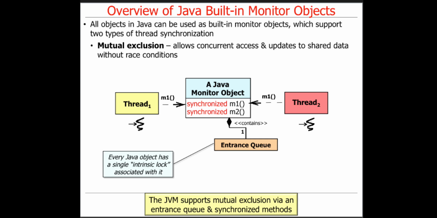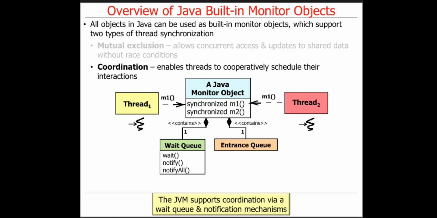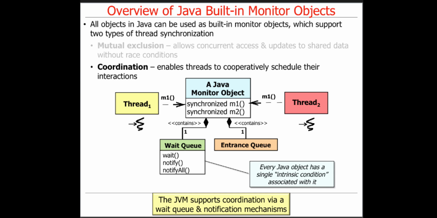I'll talk about how it's implemented shortly. The second thing is coordination. And that's what allows the threads to cooperatively schedule their interactions so they can run in various times. This is done by something called the wait queue, which again is supported by the Java virtual machine. And you have a wait queue, and you have these methods, wait, notify, and notify all. We'll talk a bit about those. We'll talk about how they compare and contrast to other mechanisms that are available in Java.